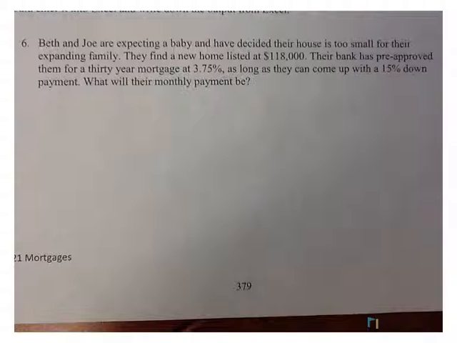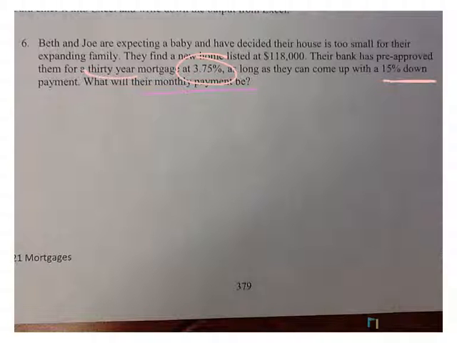All right, so the question. Beth and Joe are expecting a baby and decided their house is too small for their expanding family. They find a new home listed at $118,000. Their bank has pre-approved them for a 30-year mortgage, 3.75%, and a 15% down payment. What is their monthly payment going to be?